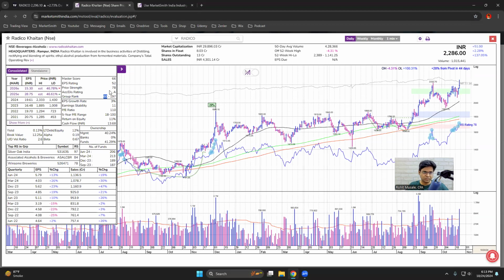So price strength is decent, institutional demand is there, group rank is improving, master score is good, and double digit growth in quarterly sales and earnings, and up down volume ratio of 2.6. Apart from that, if you see the relative strength line, it is climbing, and these blue dots represent the 52-week high of the relative strength line, which is very good. Whenever you see a blue dot inside the base, that's a very positive sign.